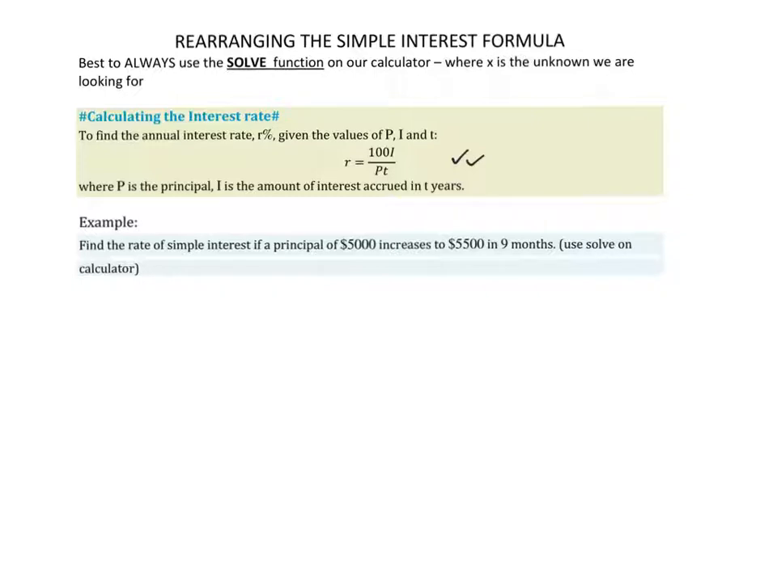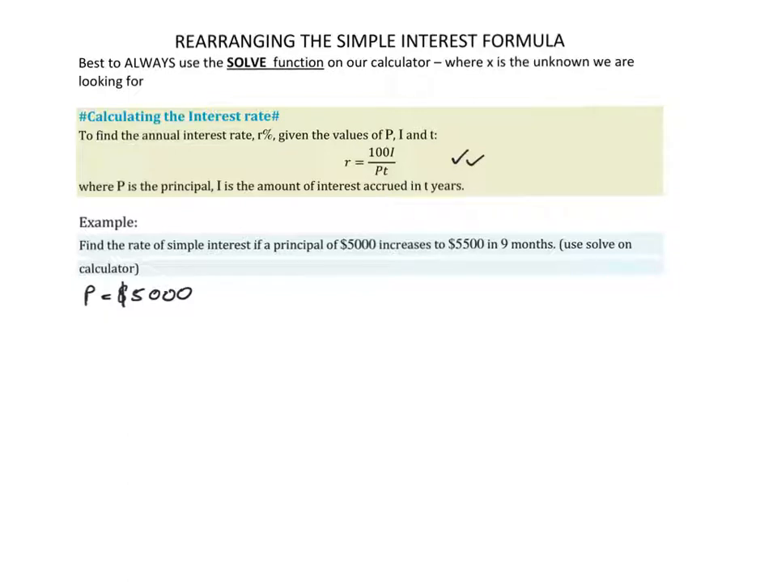Question says find the rate of simple interest of a principal of $5,000 which increases to $5,500 in 9 months. So what information do we have from that question? So let's write it down. The principal is $5,000. Okay, that's what we've started with. And it increases to 5,500.